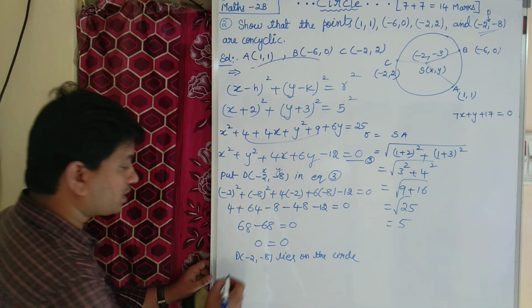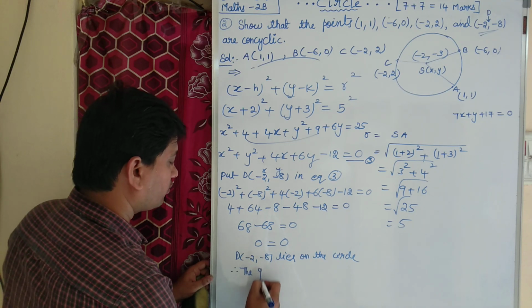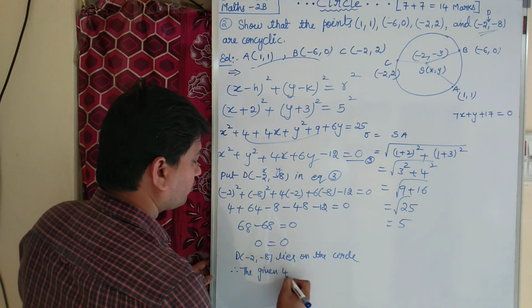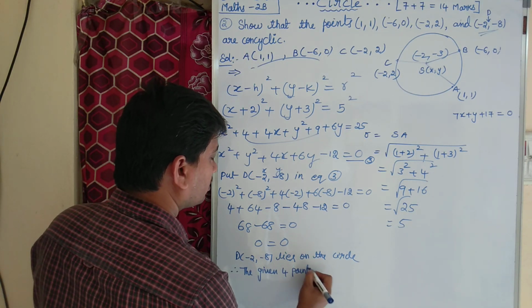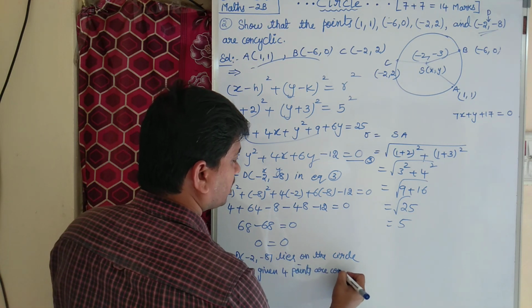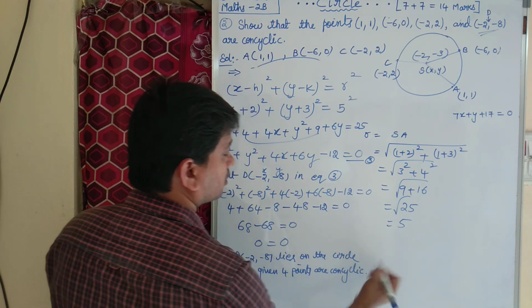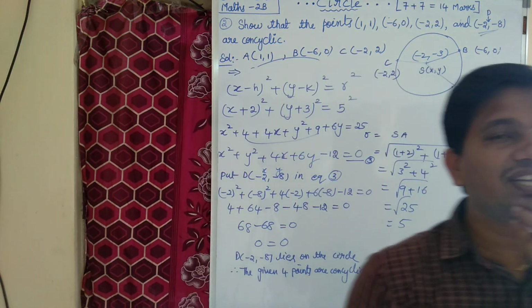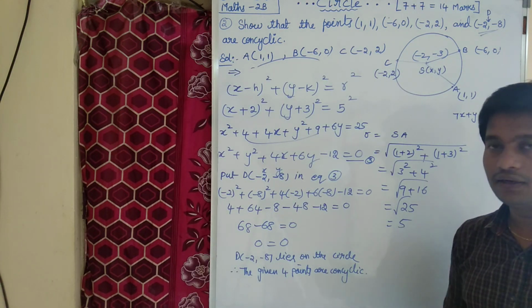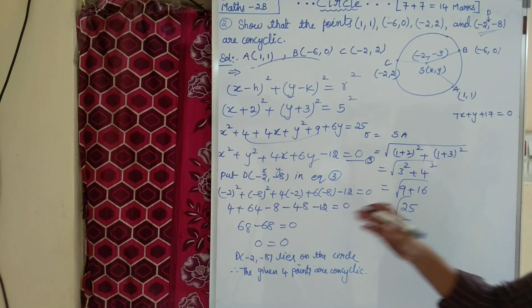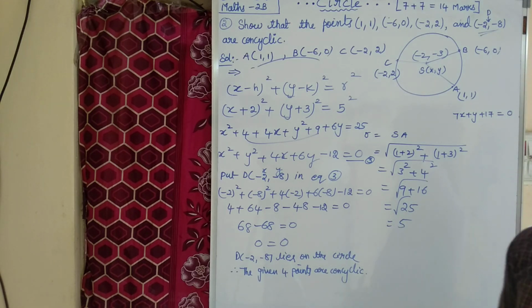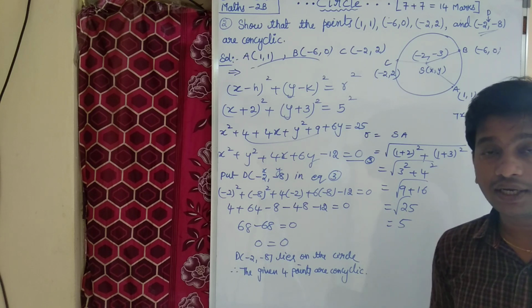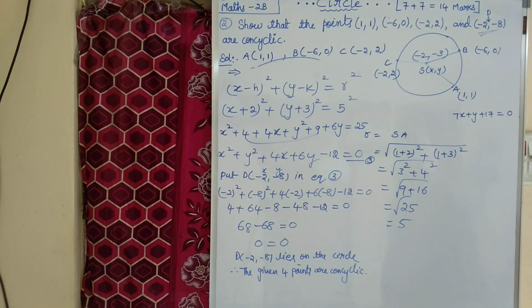Therefore, the given 4 points are concyclic. Children, did you understand? The same manner. First of all, we need to find the equation of circle, and then we need to put the point D in the equation of circle. If we get 0, then we say that the point lies on the circle. Therefore, the given 4 points are concyclic.